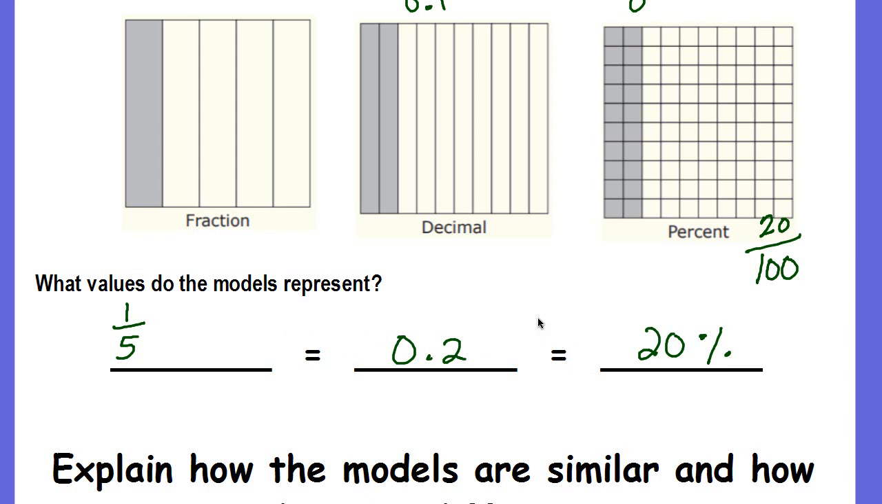And this is what we're talking about. You're showing the same amount, just in three different forms, and you need to be able to know all three. If I give you 1/5, you should automatically tell me, oh, that's 2/10 or 20%. Or if I give you 20%, then you should be able to tell me what the fraction and the decimal equivalent amounts are.